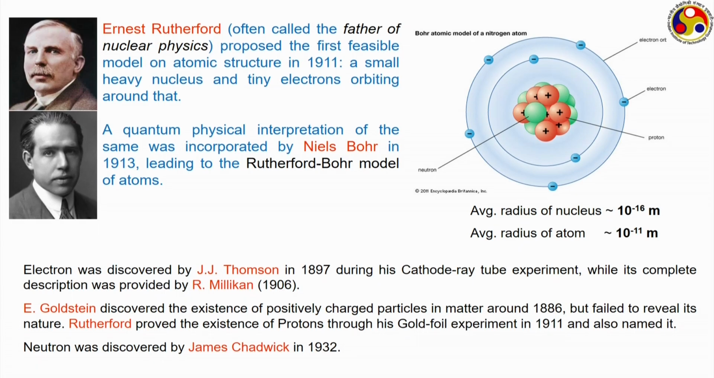Goldstein was the researcher who discovered the existence of a positively charged particle inside matter, around 1886, but he was not able to completely describe its nature. Rutherford proved the existence of protons through his gold foil experiment in 1911, and also gave the name proton. But it was also identified that the nucleus does not consist only of protons, and that there could be some other heavy subatomic particle which is neutral. The discovery of that neutral particle was done by James Chadwick in 1932, and it was named neutron. This discovery has far reaching implications for the development of nuclear physics.